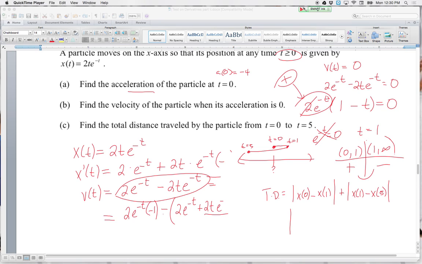What is x(0)? Looks like 0. Minus what's x(1)? 2e^(-1), right? Plus 2e^(-1), I imagine you used the calculator. Minus x(5) would be 10e^(-5). And I imagine you just did the calculator and did absolute values. What do you get?